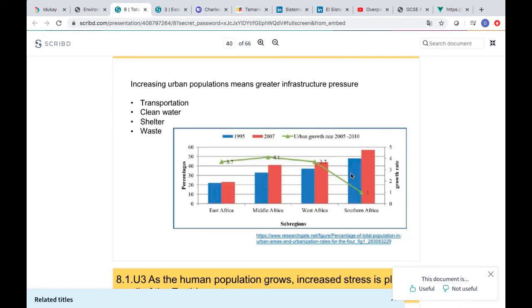Okay? This picture here is about regions of Africa, as you can see, East Africa, Middle Africa, West Africa, and Southern Africa, and we have the percentages of urban growth. As you can see, East Africa has not increased much. This one just a little bit, and it has been maintained. Why? Because in some of those countries they don't have access to this kind of infrastructure. So they are going to grow at a slower rate, okay?